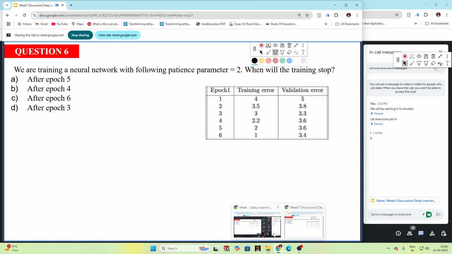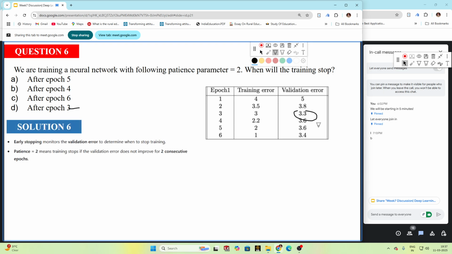After epoch 3, sir. Okay, epoch 3 you are telling. After epoch 5. Yeah, epoch 5 will be the answer, right? Epoch 3, how is it epoch 3? Okay, you are telling epoch 3 because your validation loss increases, right? So that is why you are telling epoch 3.